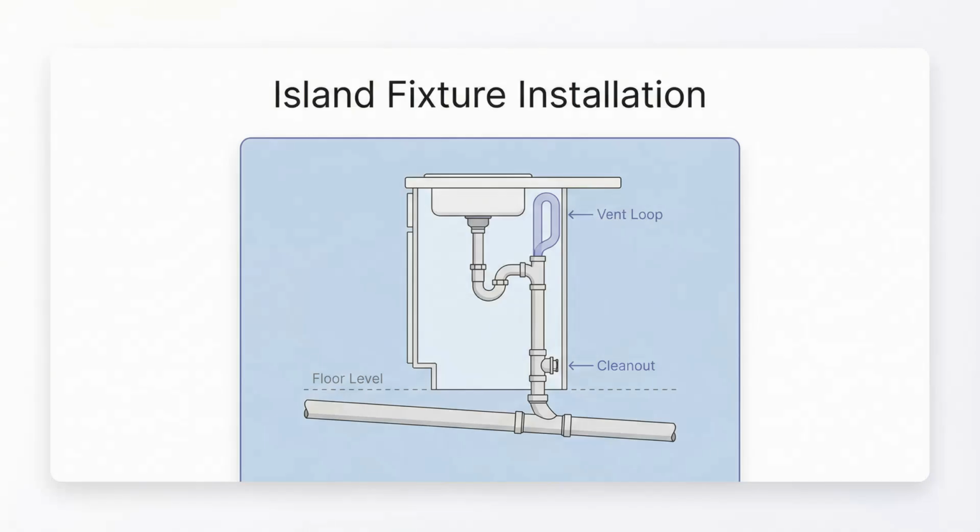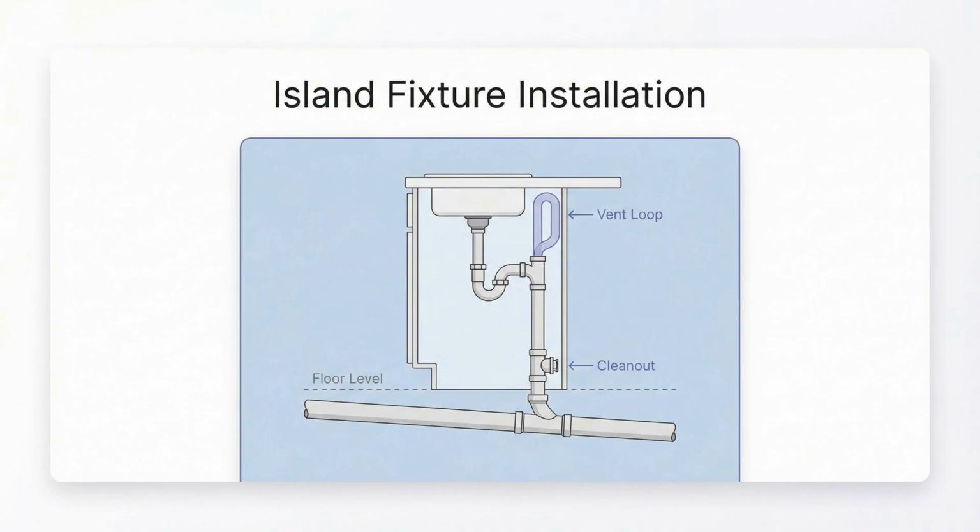Island sinks are tricky because there's no wall to hide a vent stack in. So how do we vent them? We use a special loop method. The vent goes up as high as possible under the counter, then loops back down under the floor. It's a clever workaround, but it requires cleanouts because those loops are prone to clogging.